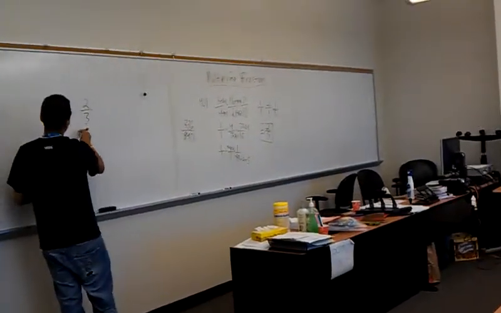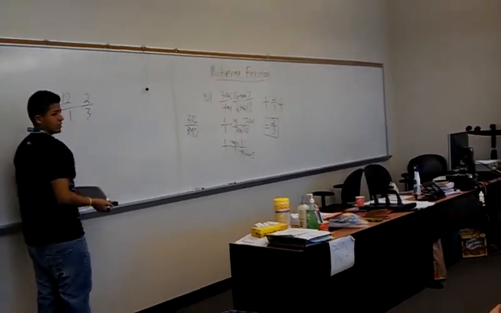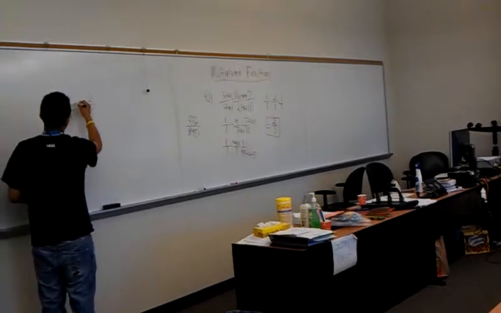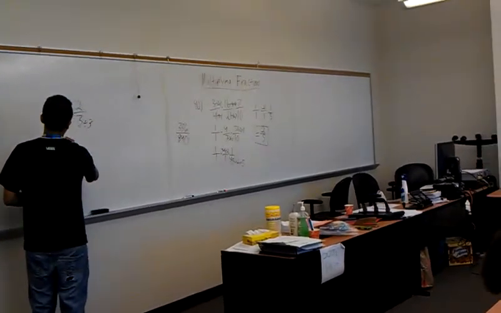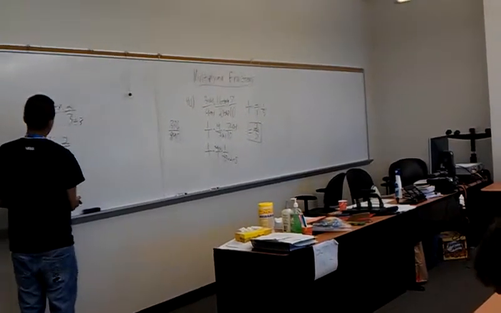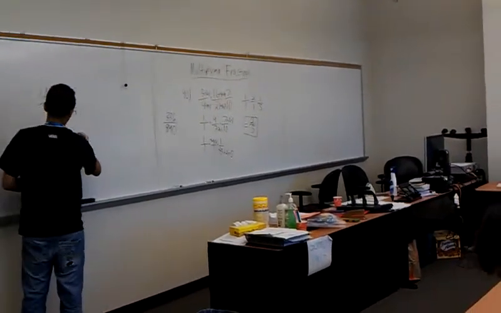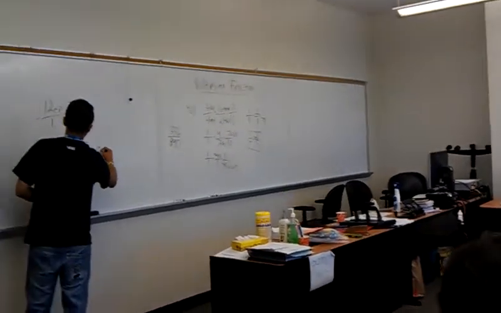So, you see how right here, both 12 and 3 are divisible by 3? So you divide those by 3. You get 4 over 1 times 2 over 1. And you just end up getting 8 over 1, which equals 8.